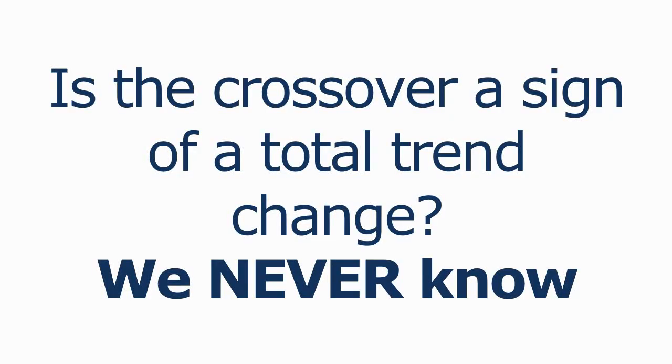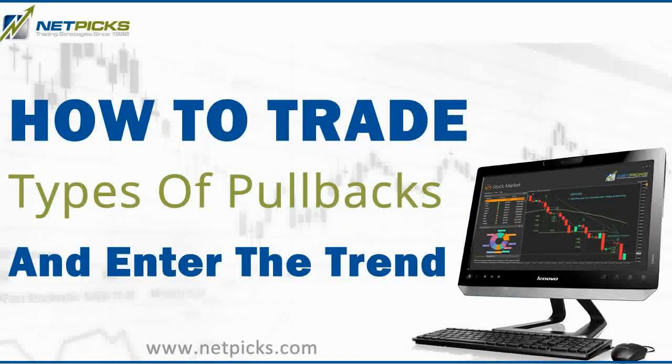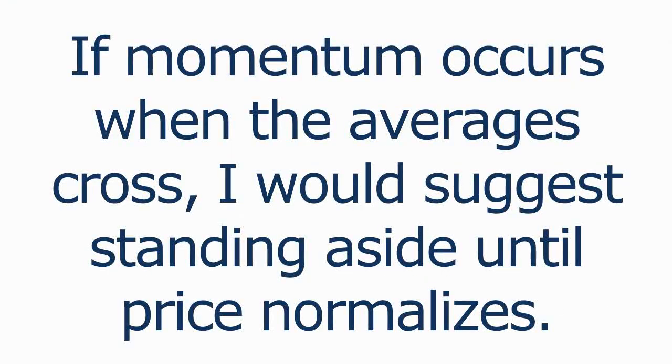If we do have a crossover in the short-term trend, we don't know if we're looking at a potential longer-term trend change. So the key to that is you have to read price action. If the crossover happens, price is essentially performing a pullback. And in pullback trading, what we don't want to see is strong momentum in the direction of the pullback. If momentum occurs when the averages cross, I would suggest that you stand aside until price normalizes.